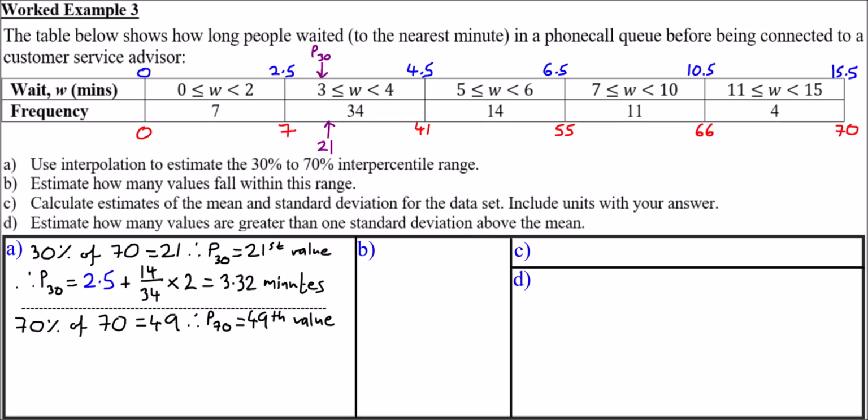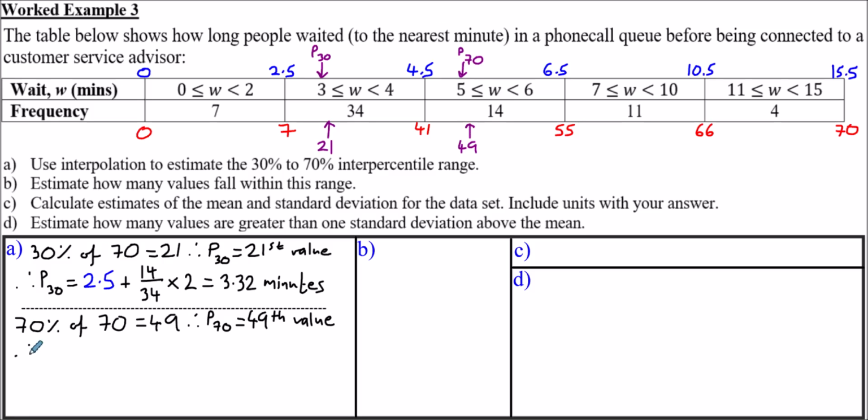So now we need to think whereabouts the 49th would fall. Well, 49 is more than 41, but less than 55. So the 49th value must be in this interval here, and likewise I'll label this at the top. That's where P70 is. P70 is the 49th value.